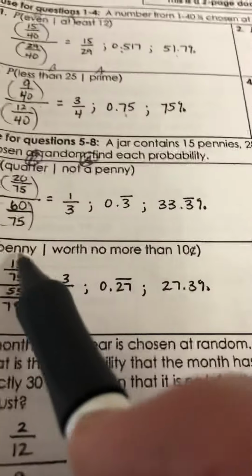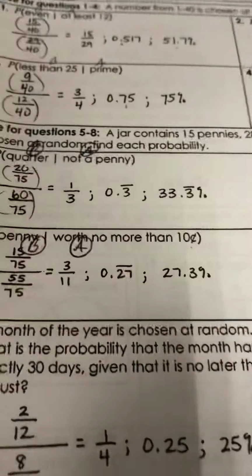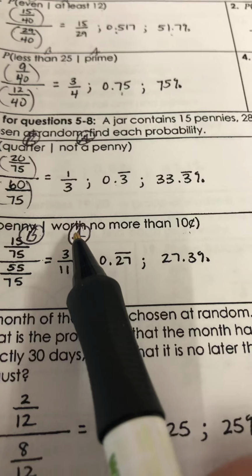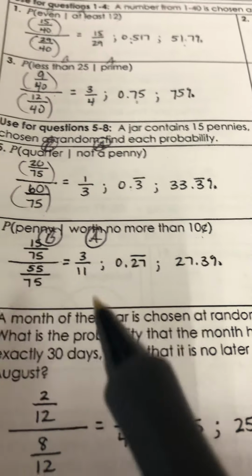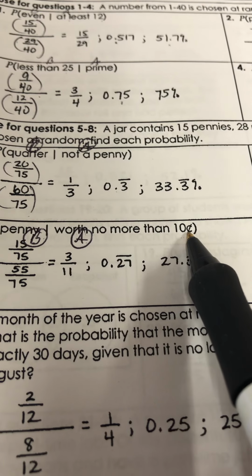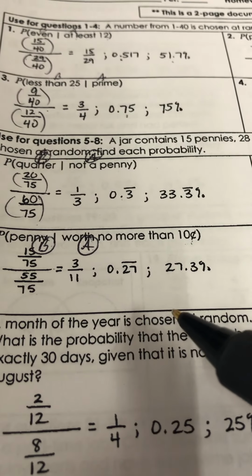Going to number 7, penny, worth no more than 10 cents. So once again, this is your B and this is your A. And so we have the intersection of A and B is going to be 15 out of 75. And then A alone, worth no more than 10 cents, that's going to be the 55 out of 75.